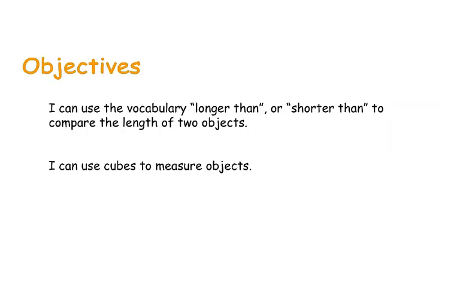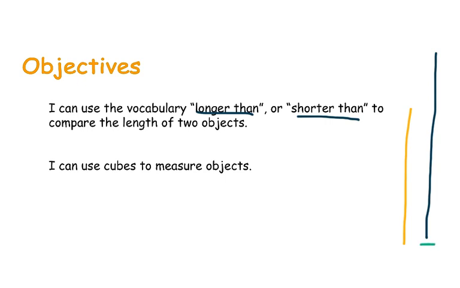Okay, so our goals or our objectives for this lesson is I can use the vocabulary longer than or shorter than to compare the length of two objects. So what that means is if we have a line like this and a line like this, we would be able to say that the dark blue line is longer than the yellow line, and the yellow line is shorter than the dark blue line.